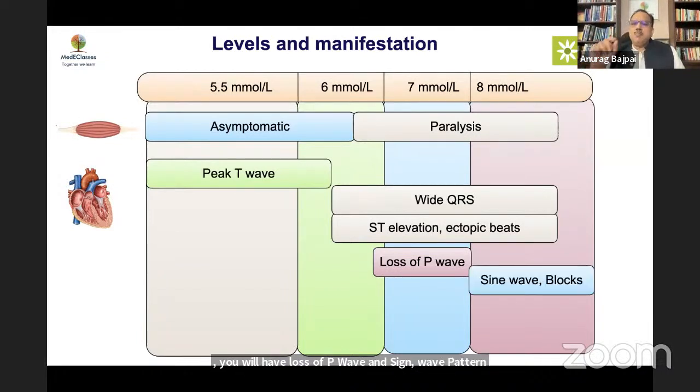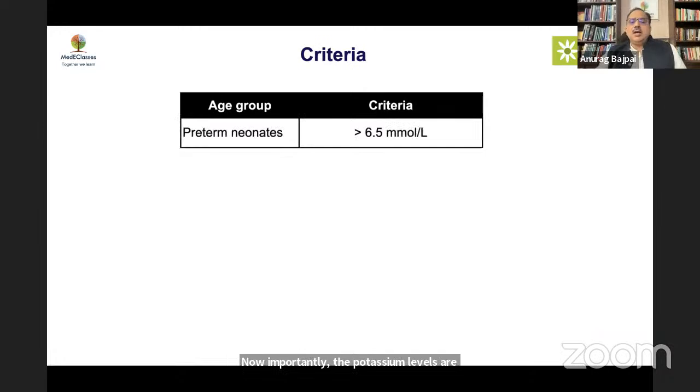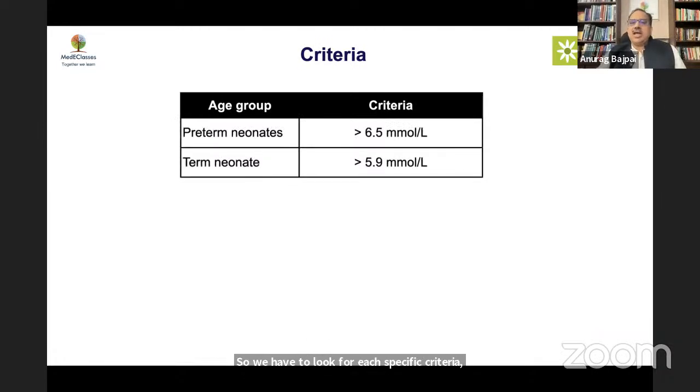So we are looking at peaked T waves as an early manifestation of hyperkalemia. And that's what we want to evaluate. Now, importantly, the potassium levels are different at different ages. So we have to look for age-specific criteria, particularly preterm neonates and term neonates, who will have a higher potassium level.